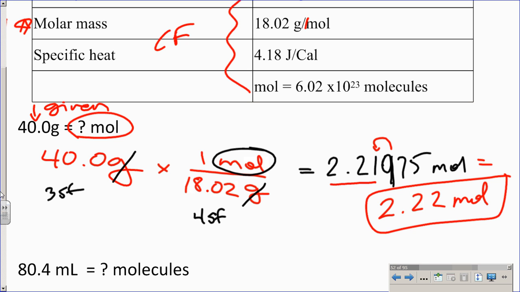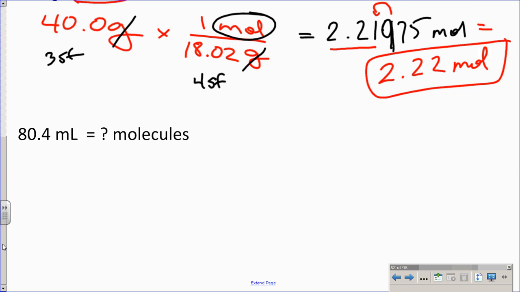All right, so that one wasn't too bad. Let's do another one where we have maybe not only one fraction, we have 2 fractions. Okay, so write down your question as molecules. And our given is 80.4 milliliters. So I have to scroll back up to the top so you guys can see all the conversions. All right, so 80.4 milliliters.